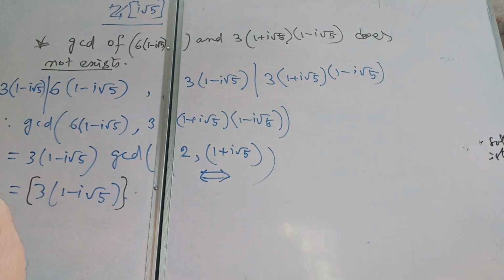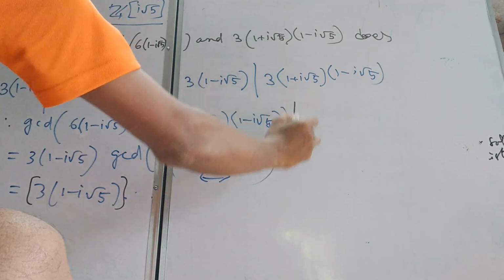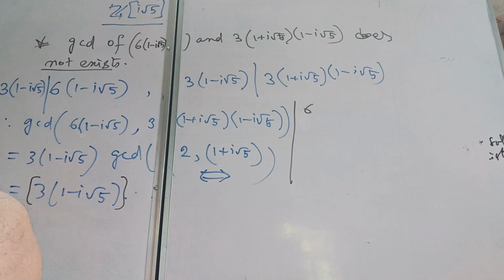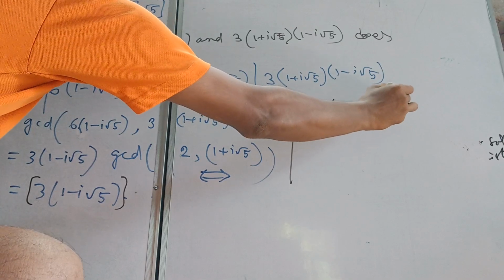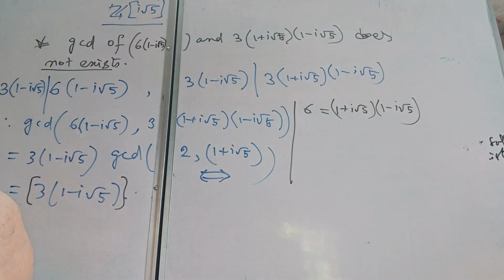So again we know that 6 equals what? 6 equals 1 plus i root 5 multiplied by 1 minus i root 5. This one equals 6. That means 1 squared minus i squared times 5, that means 1 plus 5 equals 6. Then what happened here? That means we put 6 equal to this one.